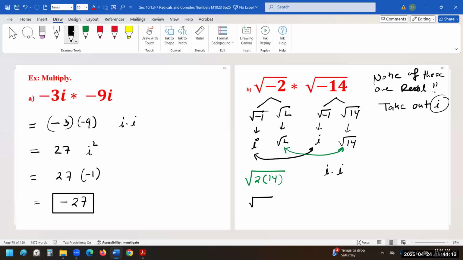So what is square root of, sorry, what is 2 times 14? 28. And what is i times i? i squared, that will turn into negative 1.